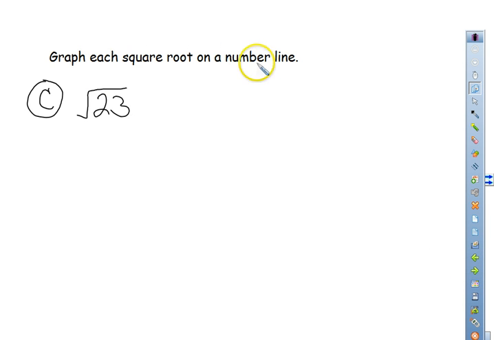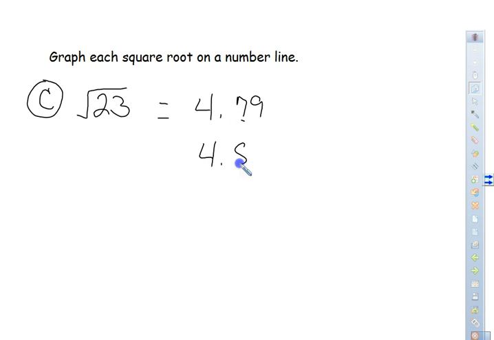Now it says to graph each square root on a number line. Probably the best way of doing this is to simply use a calculator and type in the square root of 23, which is 4.79. You're going to round this then to 4.8.